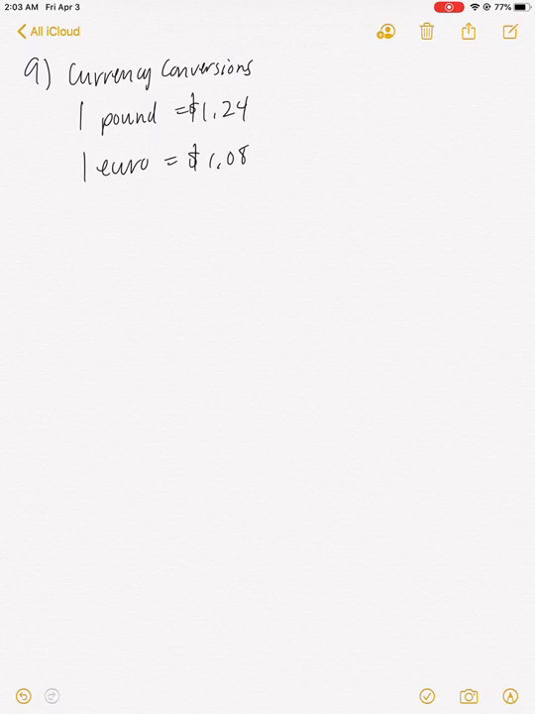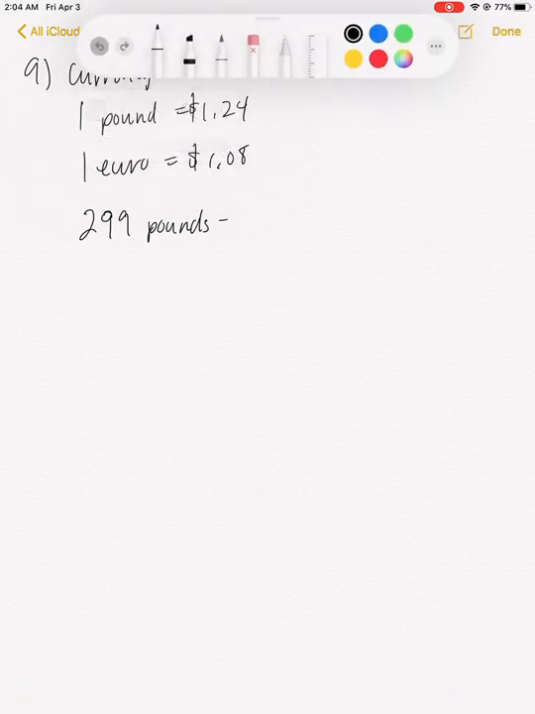So you want to buy a leather jacket that is 299 pounds in London. How much is this in US dollars? Essentially we're going to convert 299 pounds to dollars, and in order to do that, we are going to use a conversion factor. We have this one right here: 1 pound is $1.24.